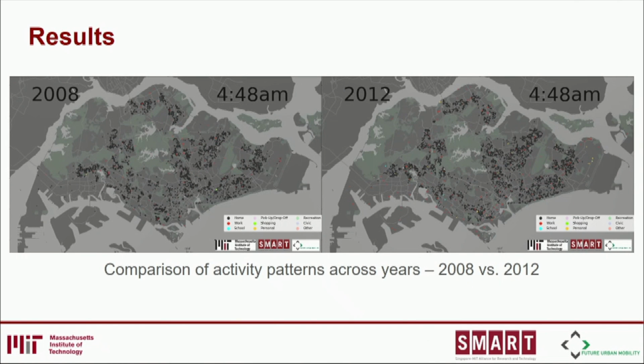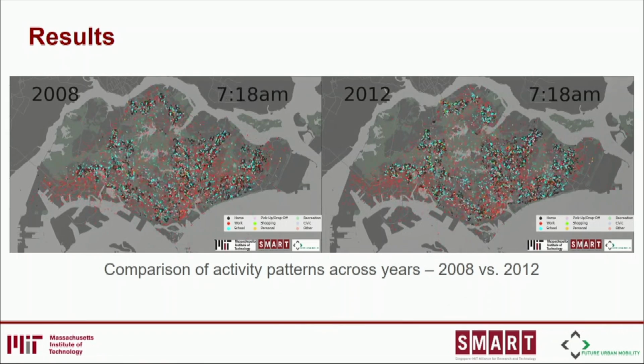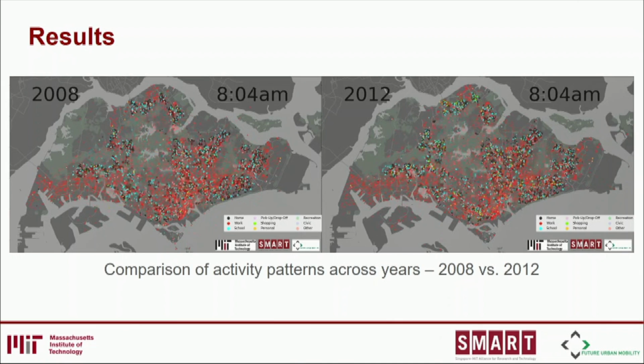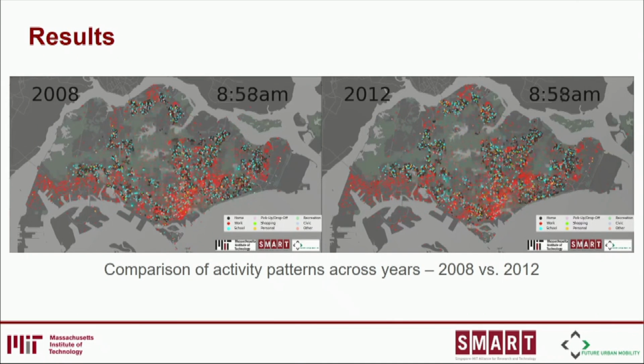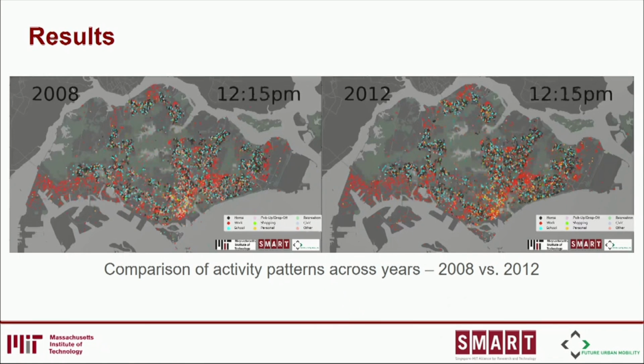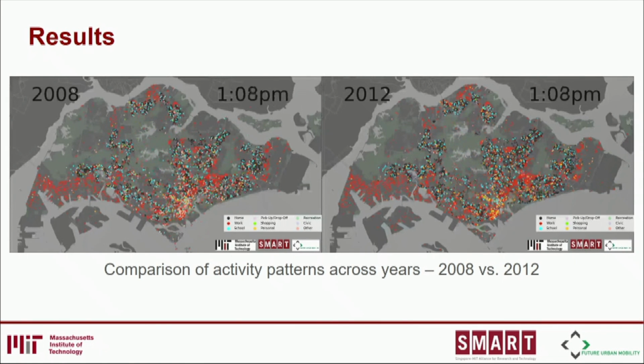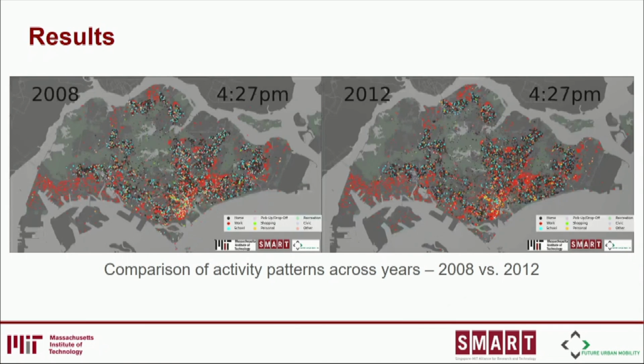And so here you can compare 2008 to 2012. We can see that Singapore was trying to decentralize both residential and work and shopping locations between 2008 and 2012. So we can see more varied colors outside of the downtown areas because there are more shopping centers. You could see that there are more residential areas throughout the city.